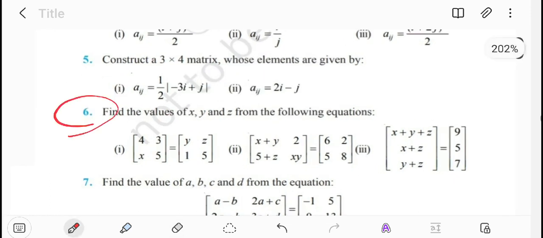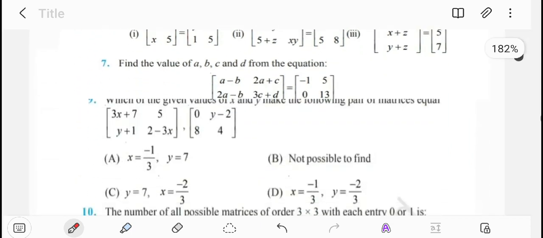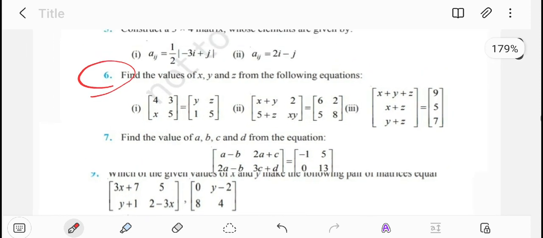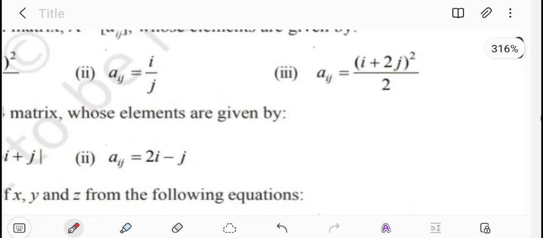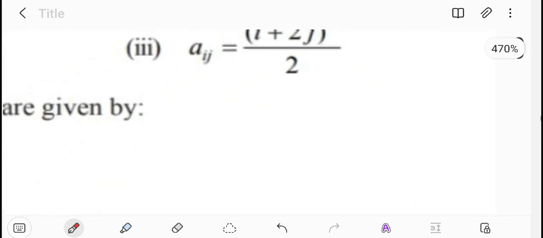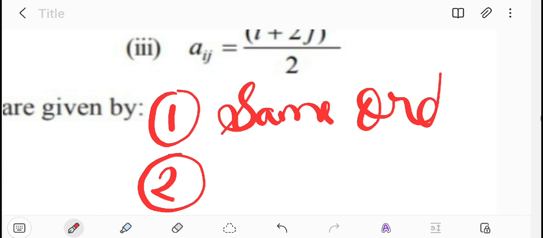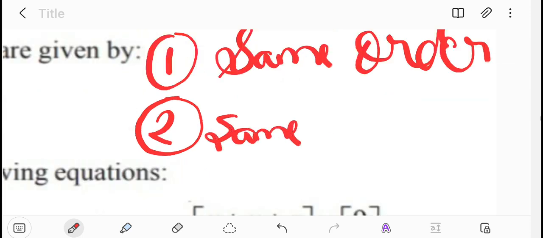Moving ahead, question number 6. Now in questions 6, 7 and 8 also, which concept is used? The concept of equality of matrices is used. We have discussed this concept and also an example based on it in the earlier video. Let me revise this concept again. When we say two matrices are equal, you might remember that there were two conditions. What were the two conditions? The first condition is that they have the same order, that is, the order of both matrices should be the same. Also, same elements.